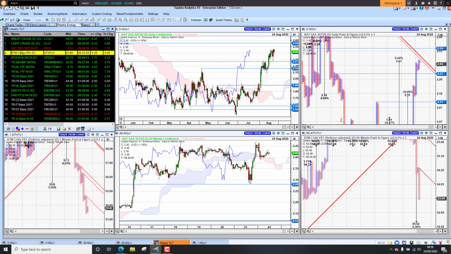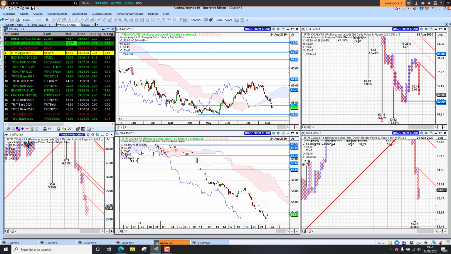Coal is actually up this morning, but it has had a pretty tough couple of weeks, and we are now back below the cloud. So it's hard to be bullish on coal when you see it sinking like this. And we've got a downside target to $51.